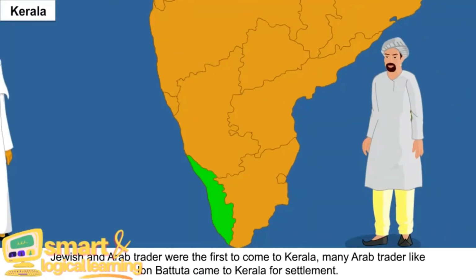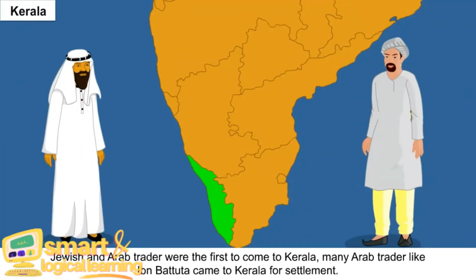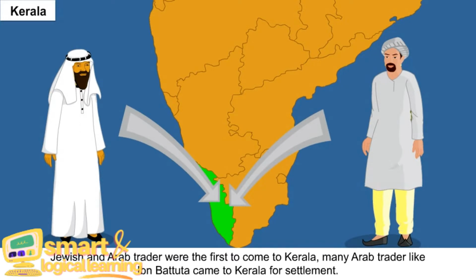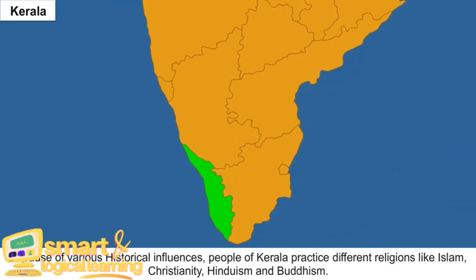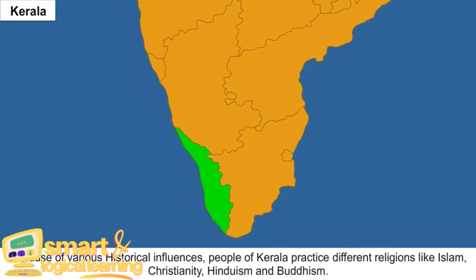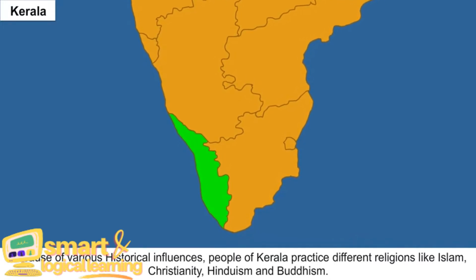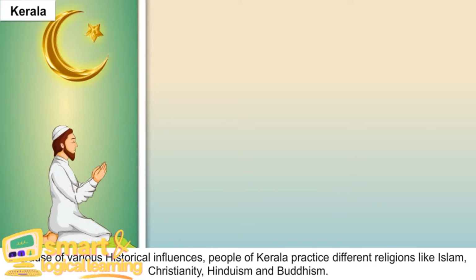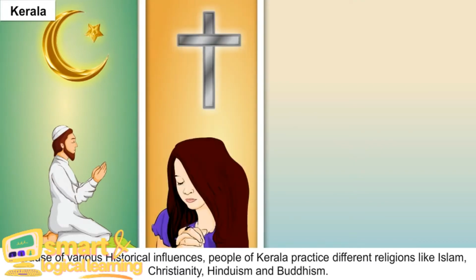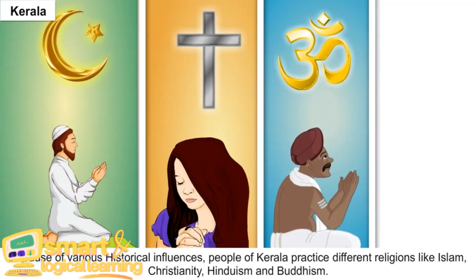Jewish and Arab traders were the first to come to Kerala. Many Arab traders like Ibn Battuta came to Kerala for settlement. Because of various historical influences, people of Kerala practice different religions like Islam, Christianity, Hinduism, and Buddhism.